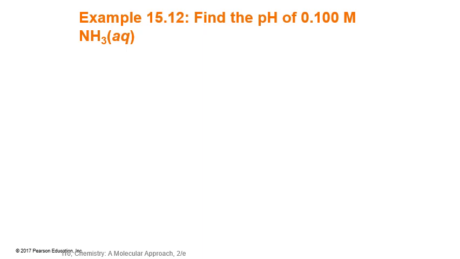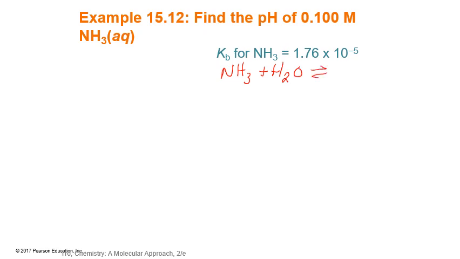So let's try an example. Got ammonia, got 0.1 molar solution of ammonia, and we want to find its pH. So the very first thing that we're going to do is set up an ICE table. So we're going to start with writing our reaction. And again, water won't be included in the ICE table because it's a liquid.